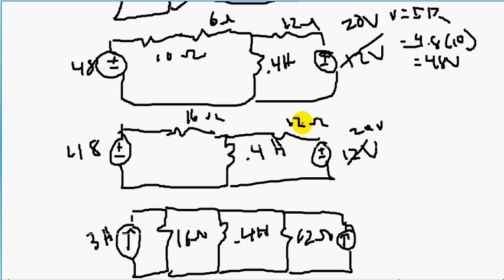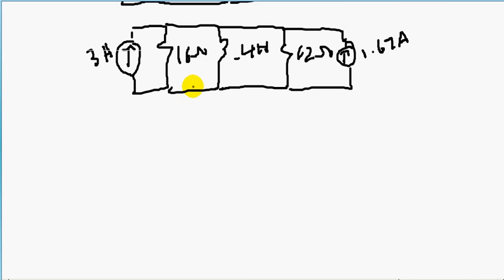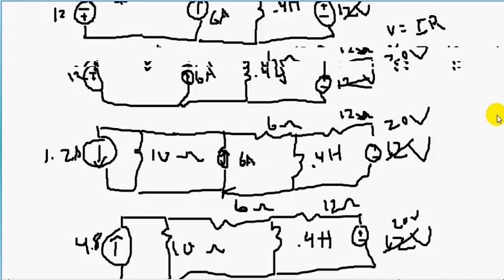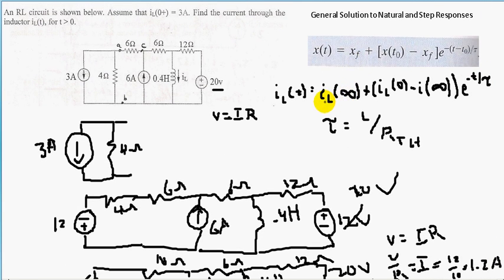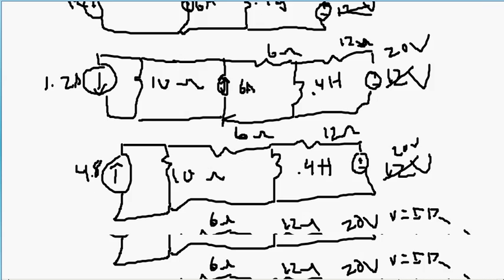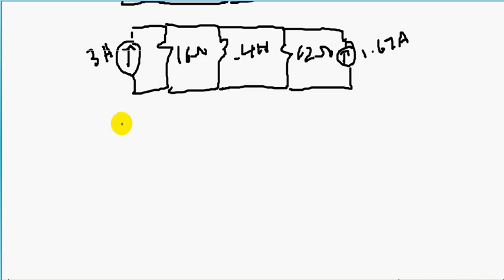Okay, so now we have our current value. 20 volts divided by our 12 ohm resistor gives us the current value for our current source, 1.67 amps. Now what we're doing is finding our final value for the current through our inductor, and this is under steady state. Under steady state, inductors short and capacitors pop open. So when t goes to infinity, this inductor will short, so we replace it by a short wire.